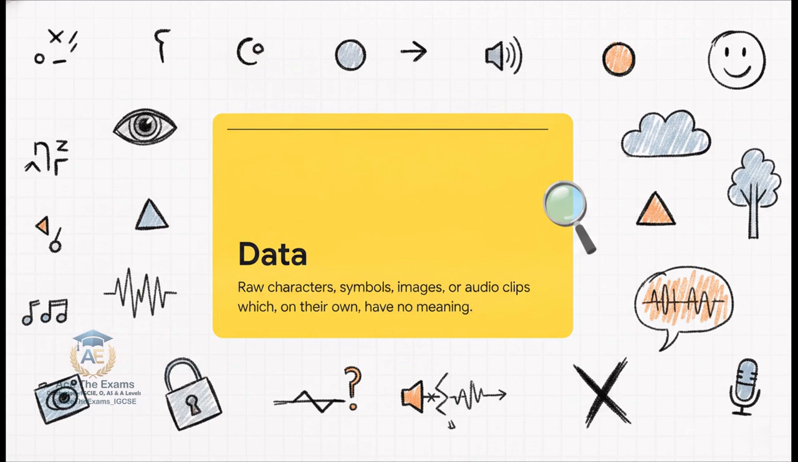To really understand why that initial answer fails so spectacularly, we have to look at the exact Cambridge syllabus definition. Now, technically, data is the plural of datum, but more importantly for your exam strategy, data consists of raw characters, symbols, images, or audio clips, which on their own have absolutely no meaning. That's the key word you need to lock in: meaningless.